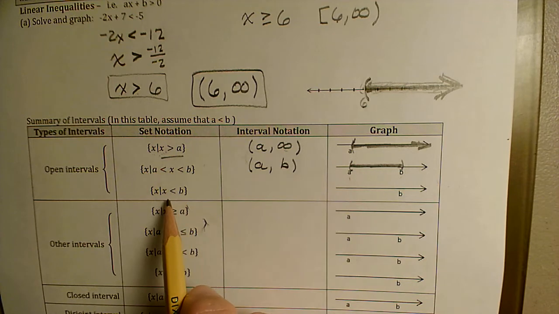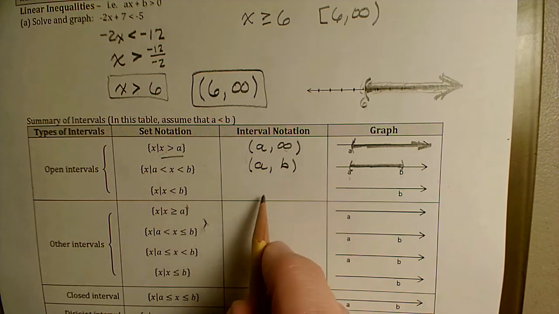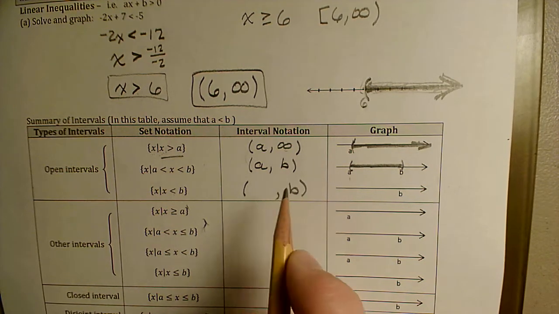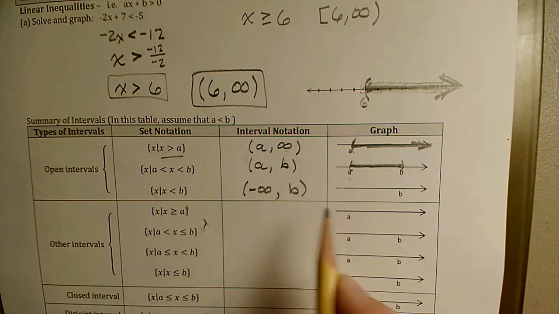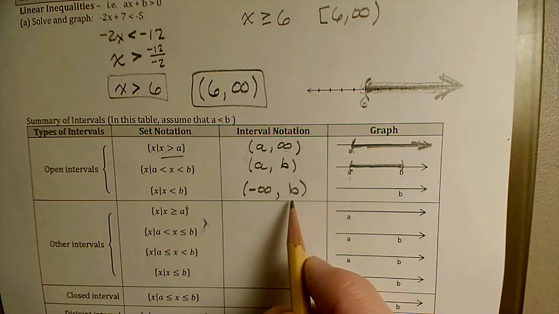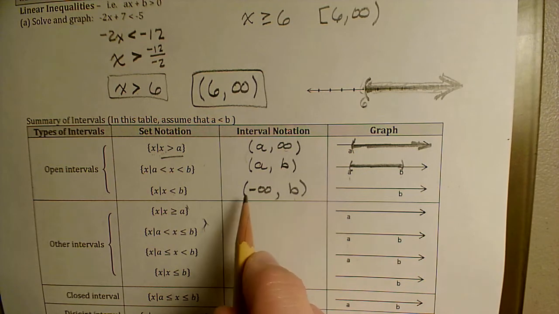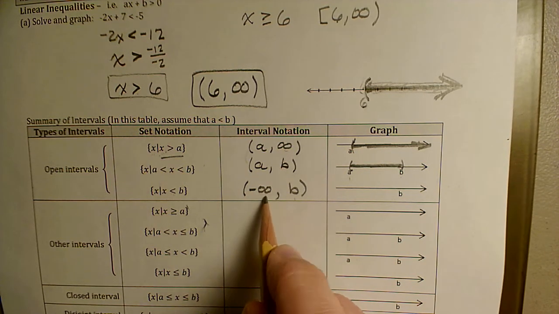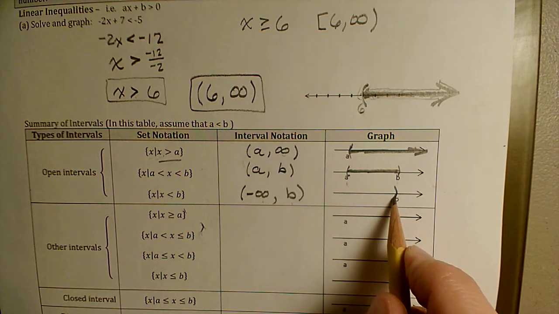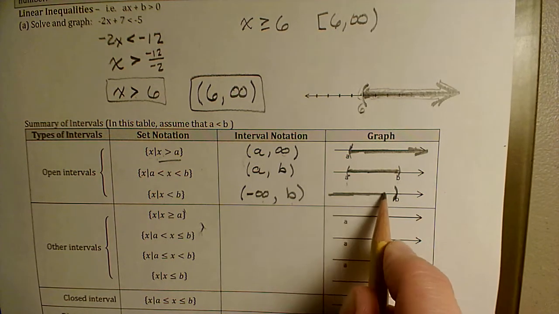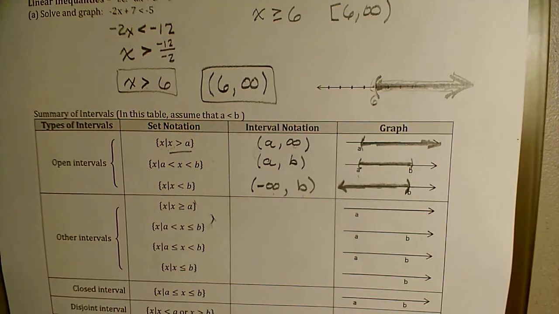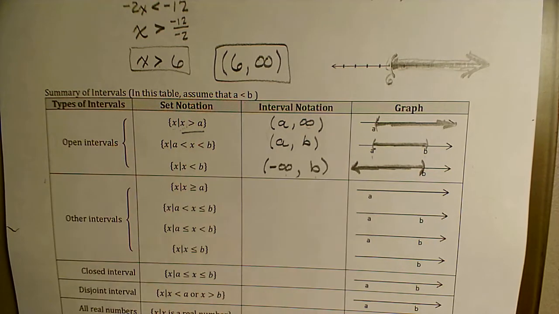And then this last one, less than B. We're going to go up to B, but in the opposite direction, to negative infinity. So it's from negative infinity up to, but not including B. So parenthesis, negative infinity, comma, B, and then a parenthesis. And so we'll put a parenthesis, but going in the opposite direction now, and we'll shade all of this in with an arrow. All right, some other intervals here.